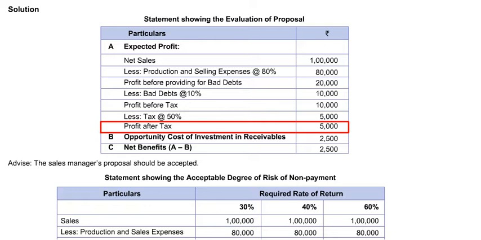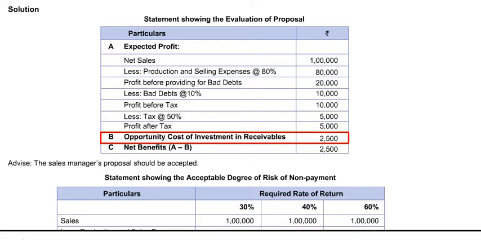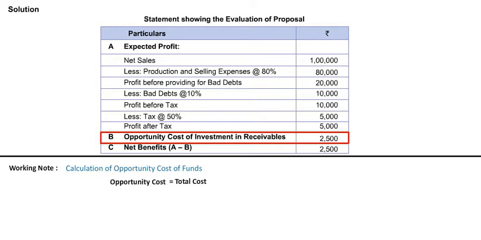Now we have to understand what is the opportunity cost of investment in receivables. Now how do we calculate it? We know that the total cost is 80,000, which is stuck. Now we know that the collection period is 1.5 months. So we calculate the opportunity cost of investing that money elsewhere. And we also know that the rate of return given is 25%.